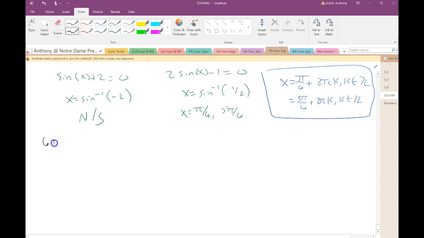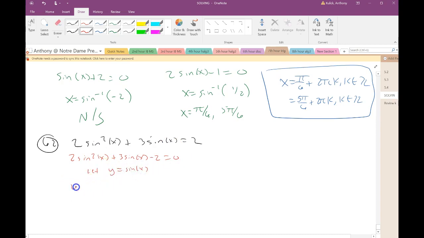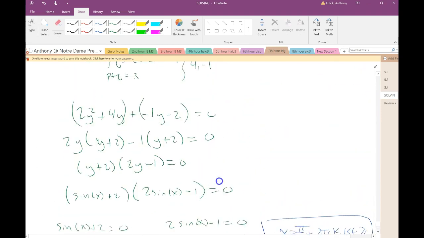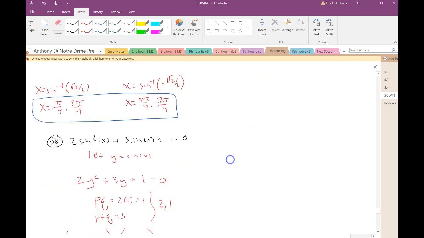All right, I think the last one here is 62, right? Yeah, I thought so. Okay. First step should be to subtract the 2 over. And you'll notice that this looks an awful lot like a quadratic equation. Yeah, and you'll notice that it is remarkably similar to the problem before, right? Where we had, not that, whoa, too far.